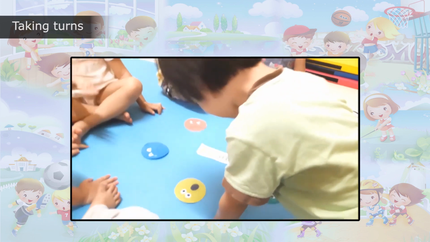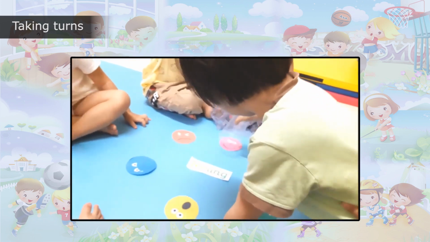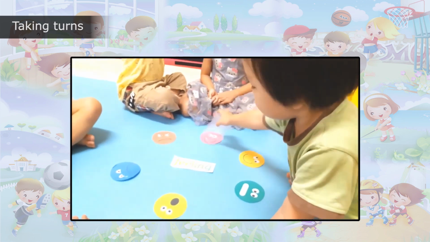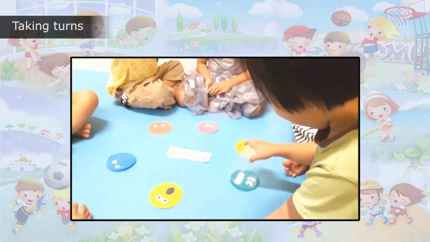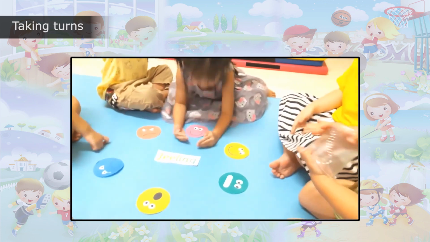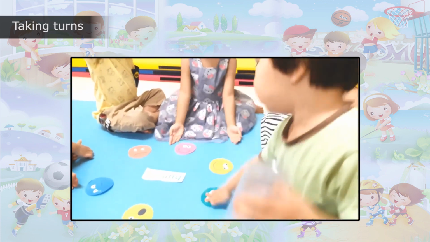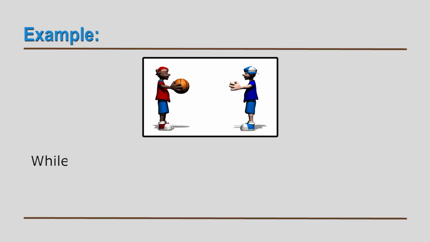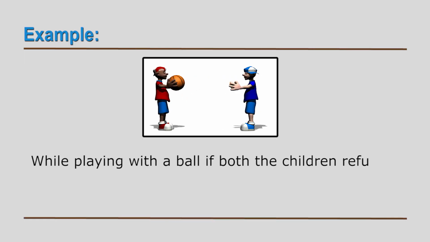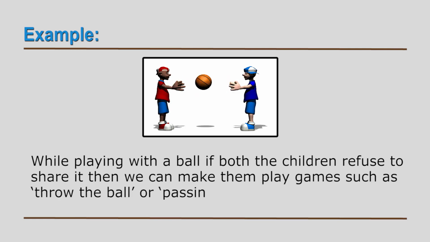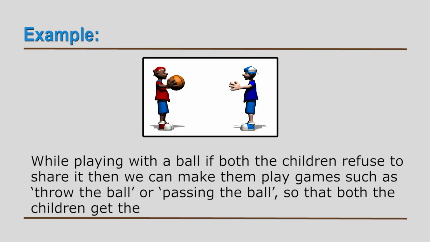In case they have to give up, it is better to teach them in a fun manner. Maybe some game can be introduced in such a manner that the person who gives up will be the winner. It's also sometimes better to create a winning situation for both the parties. For example, while playing with a ball, if both children refuse to share it, then we can make them play games such as throw the ball or passing the ball so that both the children get their turn.